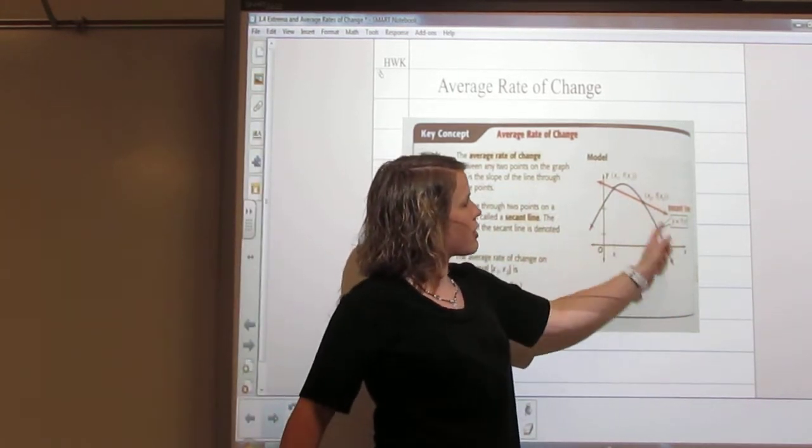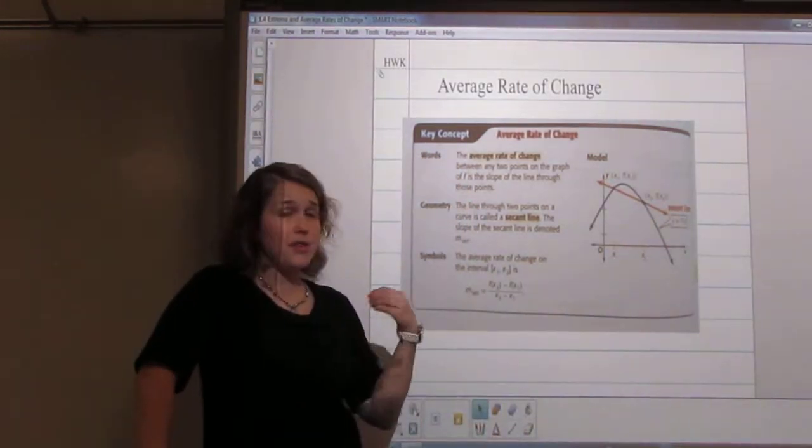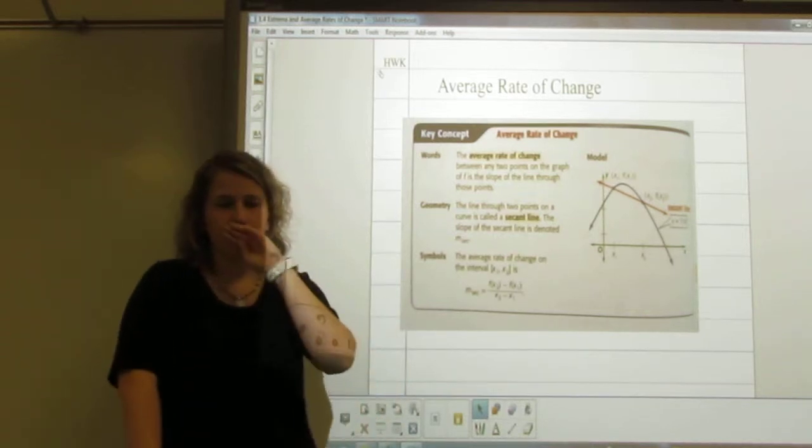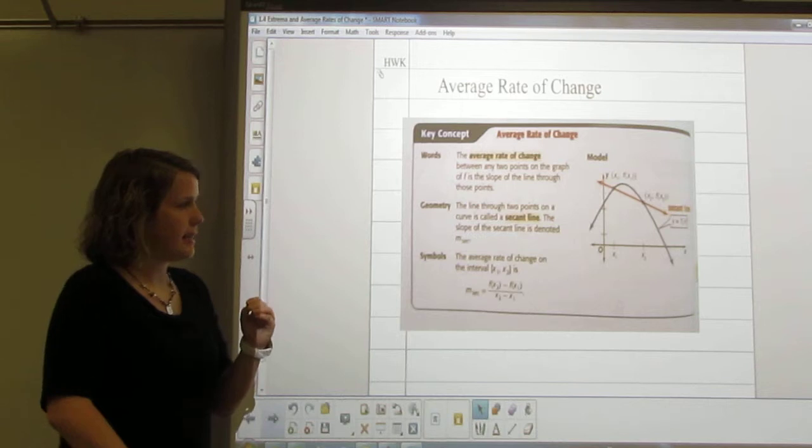So you have this curve. Now you're wanting to find the slope of the new line. Now this line is called a secant line. It's very important that you remember that definition, a secant line.